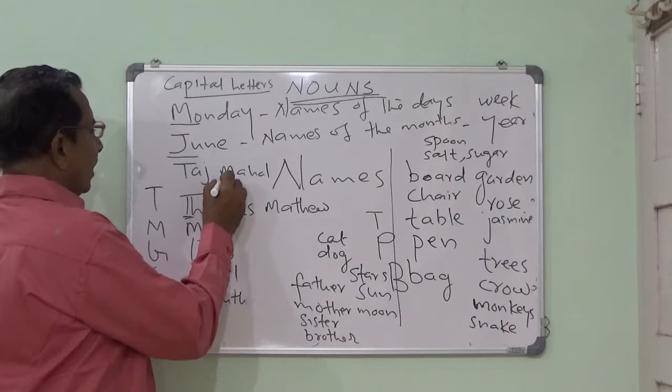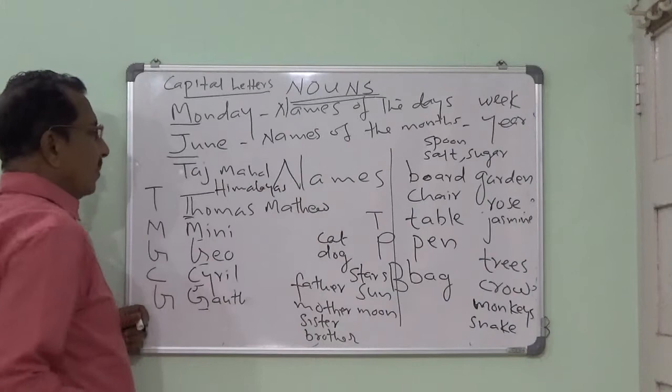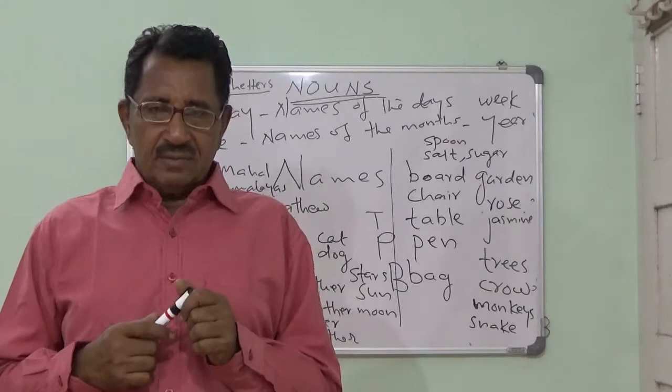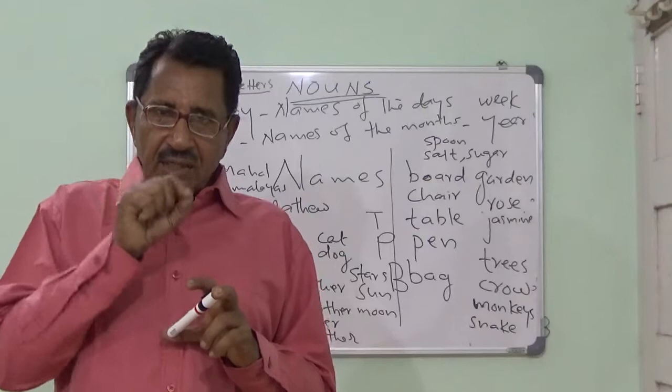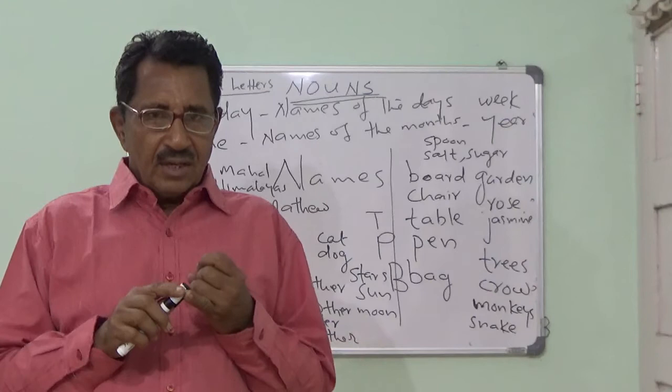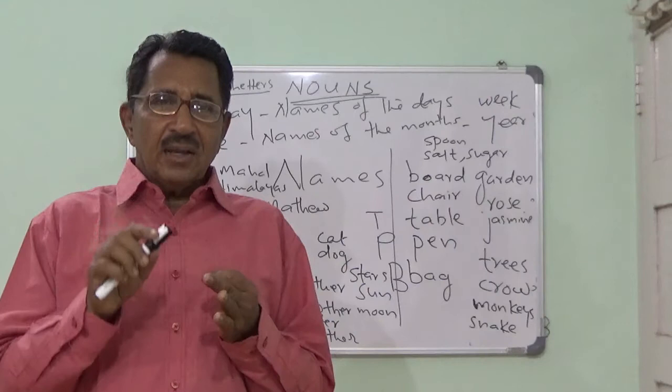Himalayas. Why? Because that is a great mountain in the world. You understand that? So when do you write, when do you start writing a name with capital letters? When it is the name of a person. When it is the name of the days of the week. When it is the name of the months of the year.